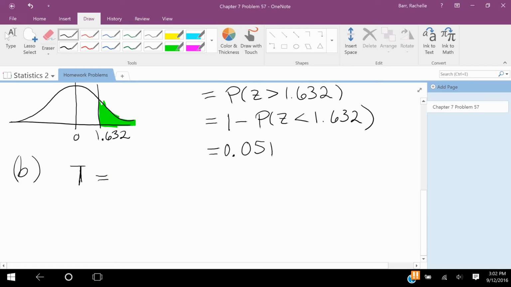T I'm going to define to be 0.5 times the coffee plus 0.4 times the donuts, because again here I'm doing 50 cents per cup of coffee, so in dollars that's 0.5, and similarly for the donuts. And then I need to figure out T's distribution. So T is going to be normally distributed with mean 0.5 times the mean of coffee, which was 320, plus 0.4 times the mean of donuts, which was 150.